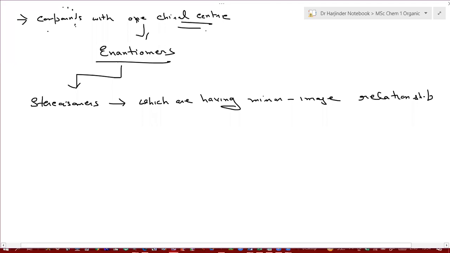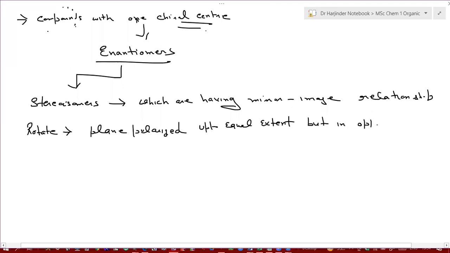Enantiomers rotate plane polarized light to an equal extent but in opposite directions. So what are enantiomers? Enantiomers are stereoisomers which are non-superimposable mirror images of each other. Basically they have a mirror image relationship and they rotate plane polarized light equally but in opposite directions.